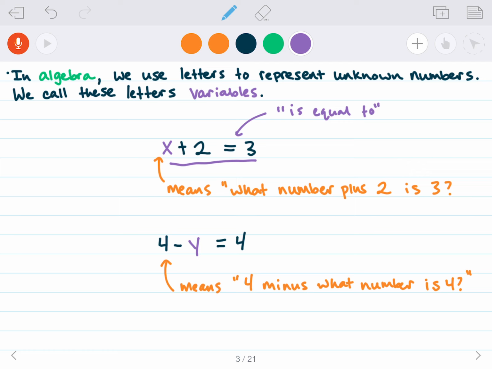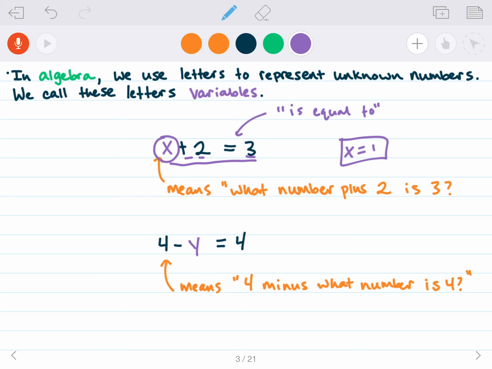So what this means is: what number, this is x, what number plus 2 is equal to 3? And we know what number that is. x has to equal 1. So what number plus 2 is 3? x has to equal 1.